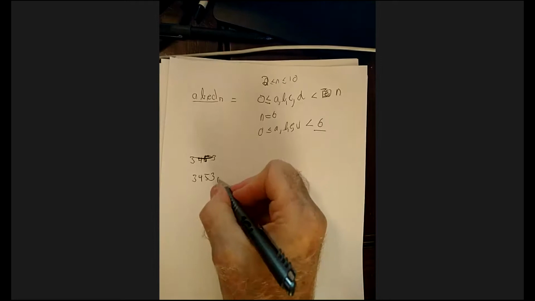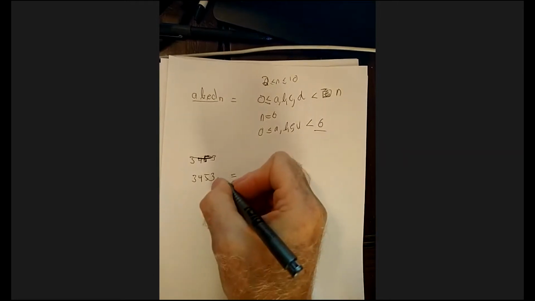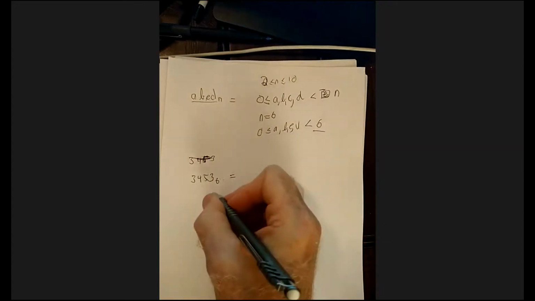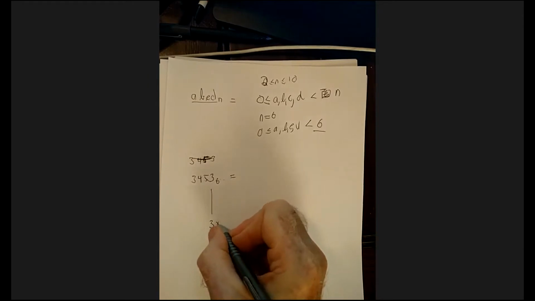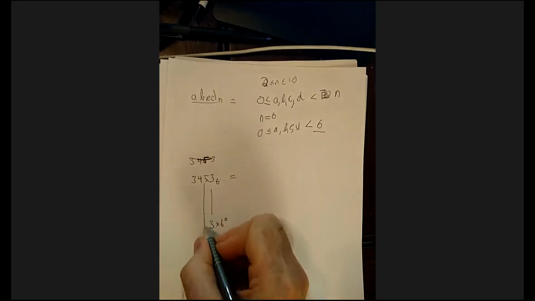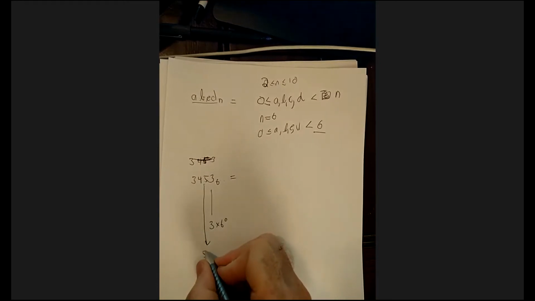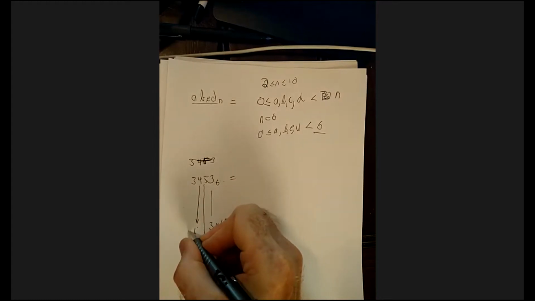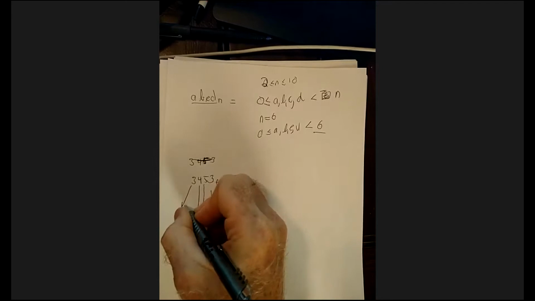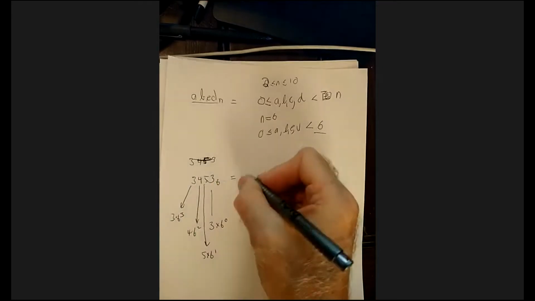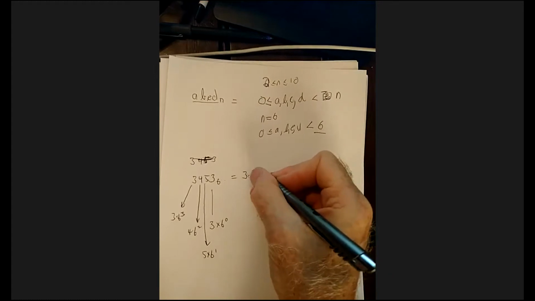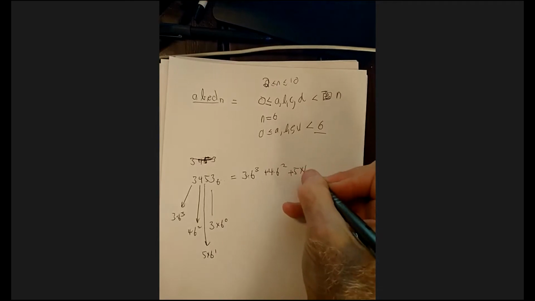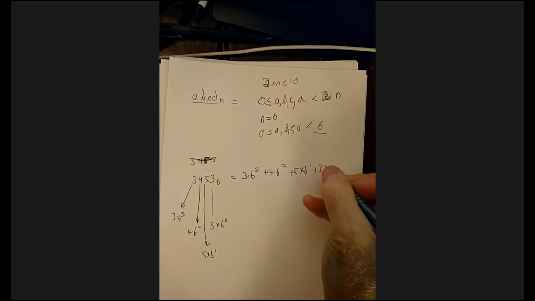So if this is base 6, the way you interpret it is since there's no decimal point, we imagine that the decimal starts here. So that number would be 3 times 6 to the 0, and then we would add 5 times 6 to the 1, 4 times 6 to the 2, and then 3 times 6 to the 3. So the way we would write this number is 3 times 6 to the 3, 4 times 6 squared, 5 times 6 to the 1, and 3 times 6 to the 0.